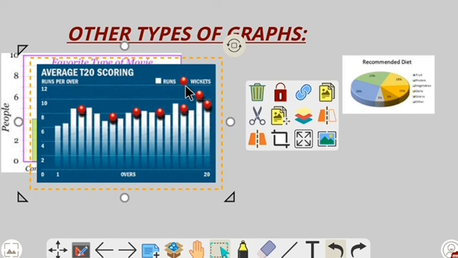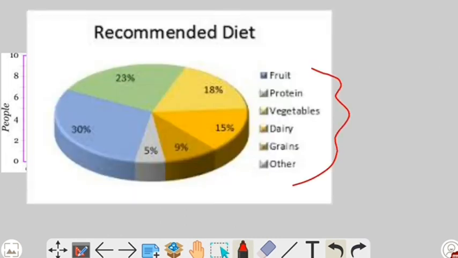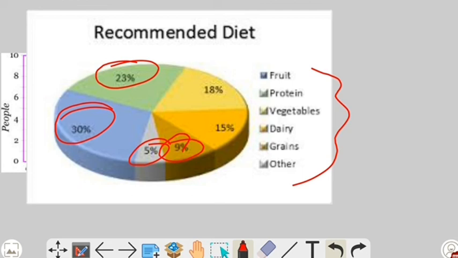Okay, another type of graph is called a pie chart or pie graph. Here you can see in this picture there is a diet chart where fruits, protein, vegetables, dairy and grains, other things are available. Fruit has been colored blue, protein is ash, vegetables are light yellow, and dairy is this color. And here you can see the percentages are given. Blue is fruit, so that means fruit you have to eat 30%. Protein is ash color, so 5% protein. Then grains is 9%, dairy is 15%, vegetable is 18%. So by comparing the colors you can understand what the diet chart is.